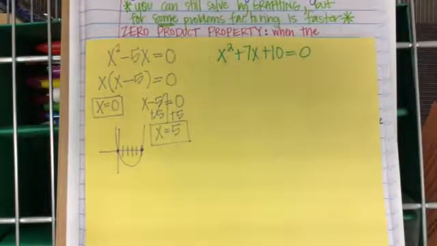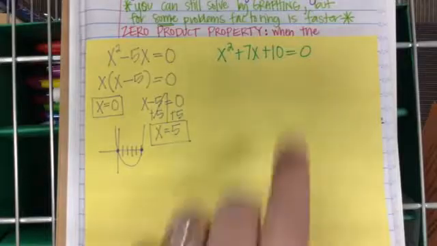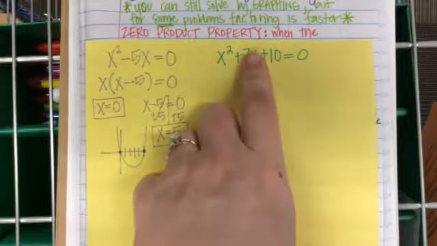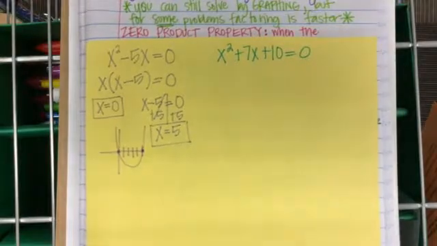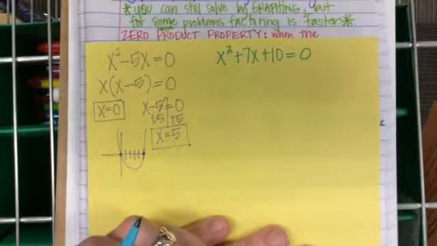X squared plus 7x plus 10 equals 0. So again, we look for factors. This is a trinomial, so I can do factors of 10 that have a sum of 7. What do you get? What times what equals 10, but when you add it together makes 7?